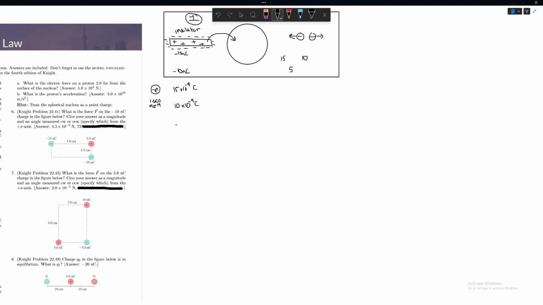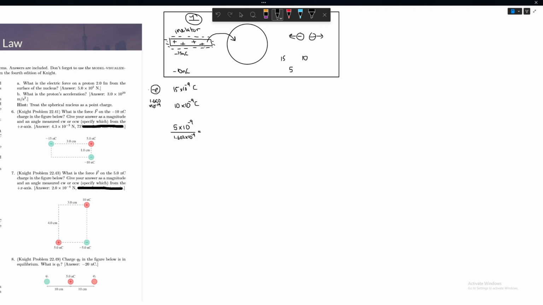Now we know the difference is 5 nanocoulombs. That's how much charge transferred. All right. And since we want how many electrons, we'll take whatever much charge and divide it by the charge per electron, which gives us about 3.1 times 10 to the 9 electrons.